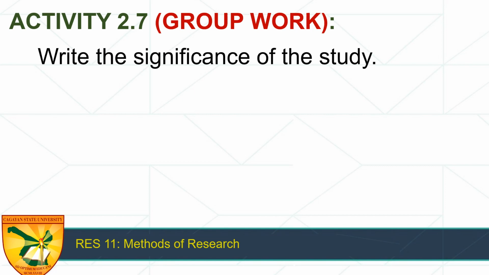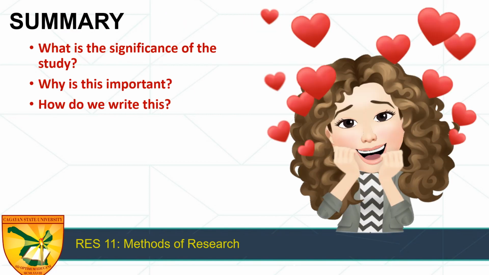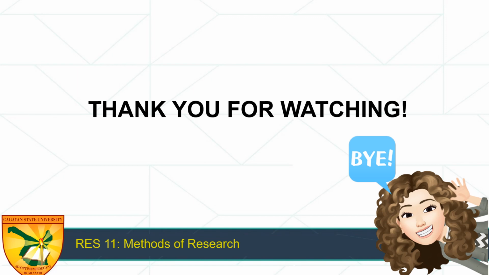So for your activity 2.7, write the significance of the study of your chapter 1 or of your proposal. So in summary, we talked about the significance of the study, why it is important, and how we write this part of your chapter 1. So that's it for 1.7. Thanks for watching.